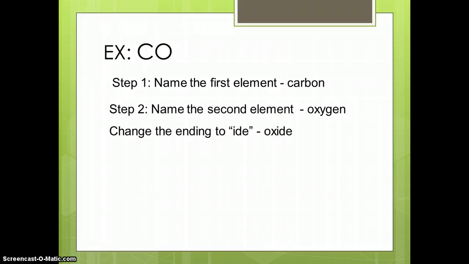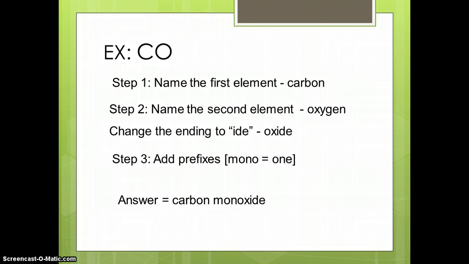Here's another example, carbon monoxide. We begin by naming the first element, carbon. We then name the second element, oxygen, but we change the ending to IDE, so oxygen becomes oxide. We then add prefixes. Remember, mono is only used if the second element in a molecular compound only has one atom. So therefore, the name for CO is carbon monoxide.